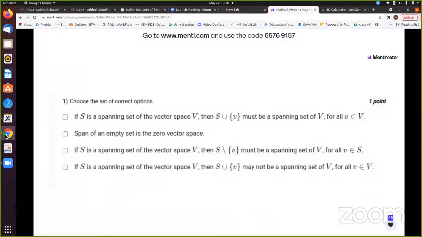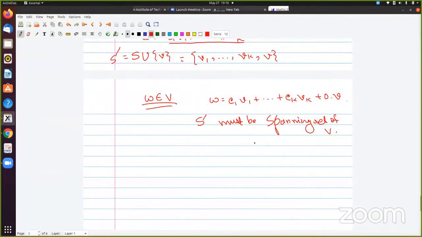Sir, see the question properly, this V is coming from S. Here V was coming from V. So different, right? That's correct. Okay. Sir, could you just explain the difference between V and S once?